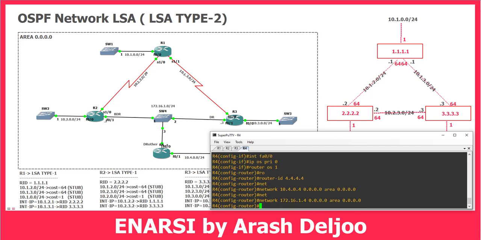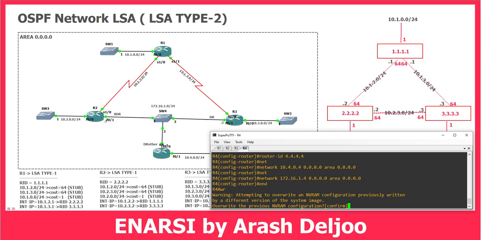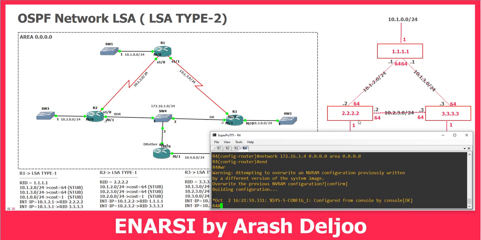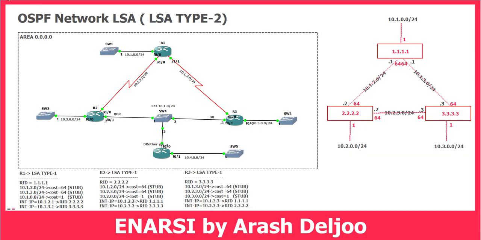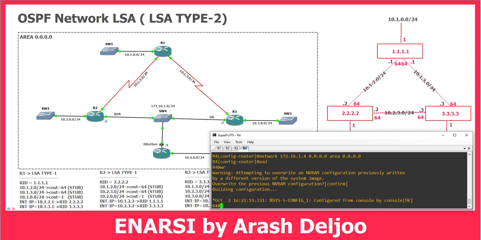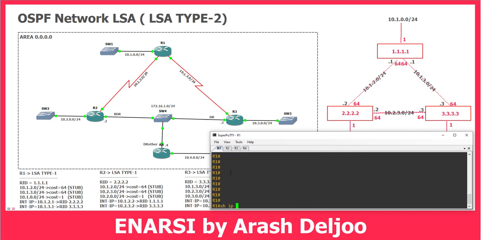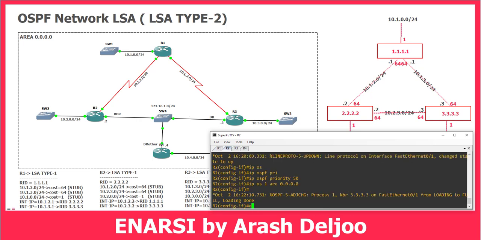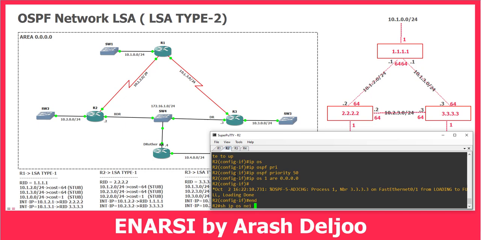Now we have this new scenario. I'm going to talk about the scenario, but before talking about the details, let me show you the neighborship tables that we have in this scenario, starting from router 1. This is router 1. Show ip ospf neighbor. As you can see, we have two neighbors, router 2 and router 3. It is okay.